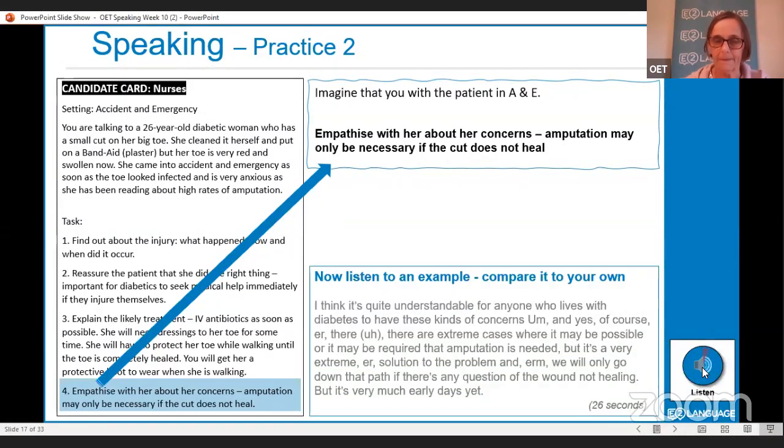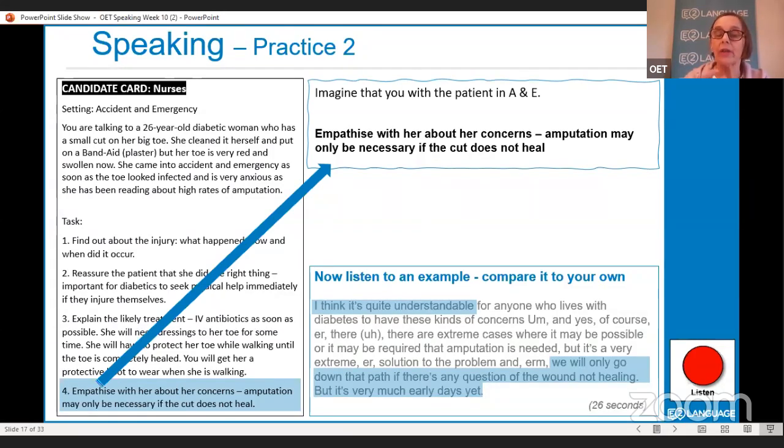I think it's quite understandable for anyone who lives with diabetes to have these kind of concerns. And yes, of course, there are extreme cases where it may be possible or it may be required that amputation is needed, but it's a very extreme solution to the problem, and we will only go down that path if there's any question of the wound not healing, but it's very much early days yet. Okay. There's plenty of ways to understand that sort of thing. I think it's quite understandable, you see.